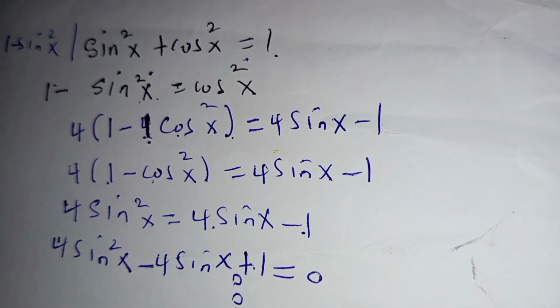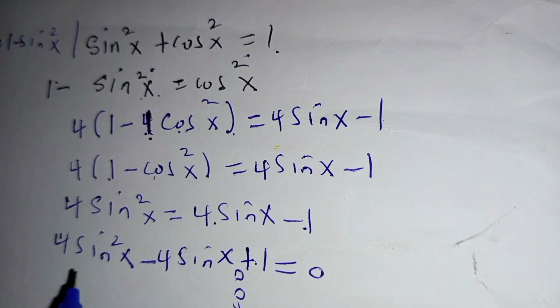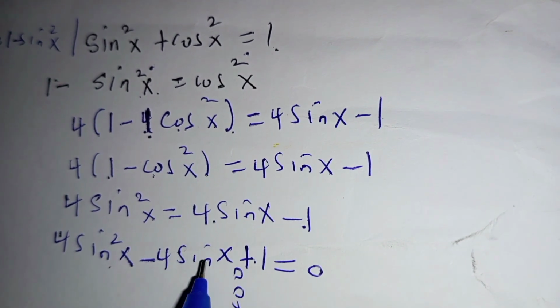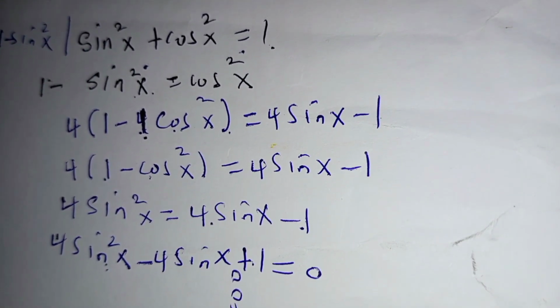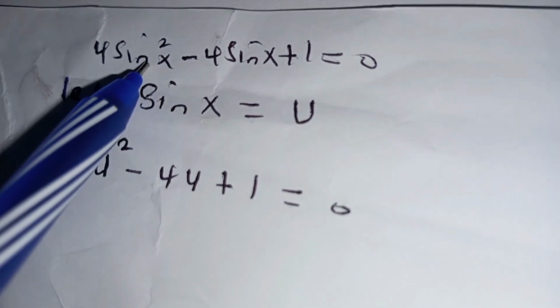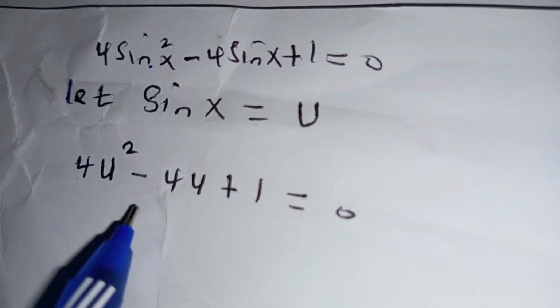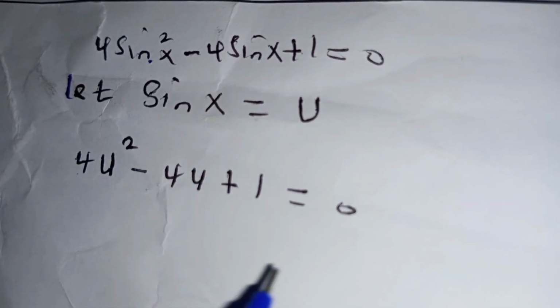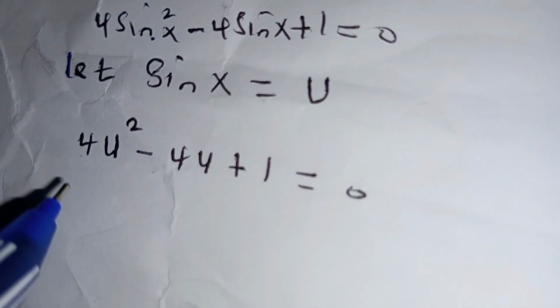Now, step number 2, we notice that this is a quadratic equation in the form of sine squared and the sine. So it is a quadratic equation which we are going to transform as follows. We shall let sine of x be equal to u. So substituting the value of sine with u, here we have sine squared, so we shall have u squared multiplied by 4, which is 4u squared, minus 4u, which is sine u. And this is a quadratic equation.